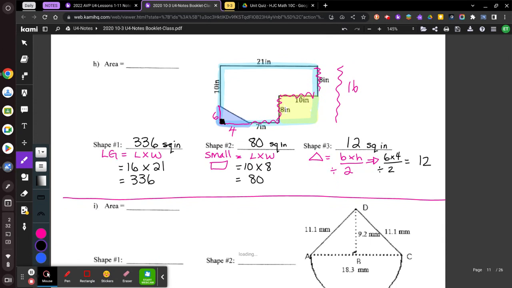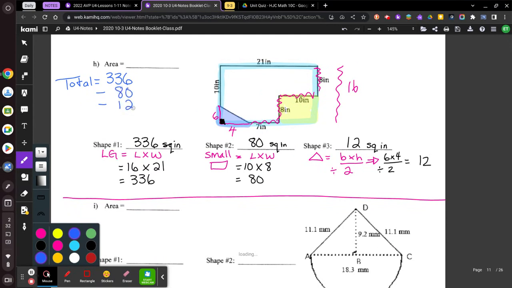So now my total area, because we added objects, we added lines, that means we have to subtract. So our total is our large object, 336, subtract the two smaller ones, subtract 80 and subtract 12. And that's going to give us our large number for what's left over. So we're going to get 224 square inches.